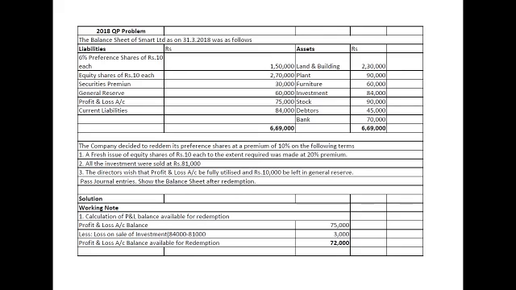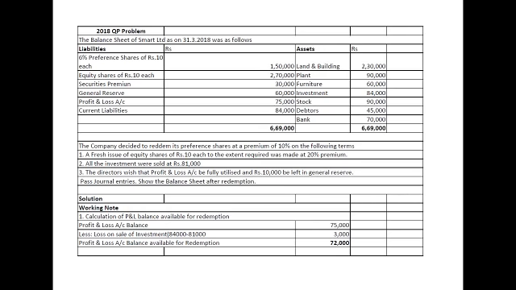So today we will discuss the 2018 question paper problem of Mangalore University with respect to the redemption of preference shares. In this problem, we have to pass some general entries as well as prepare the balance sheet after the redemption by considering the following adjustments.